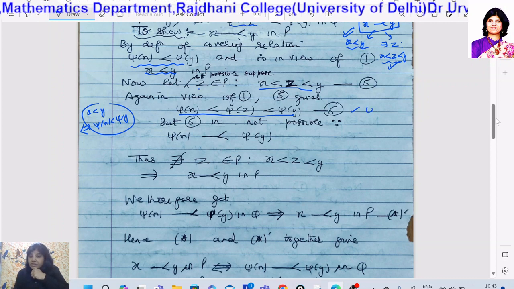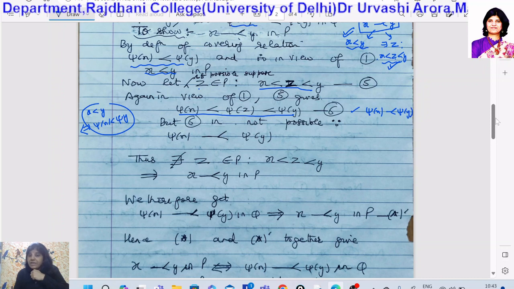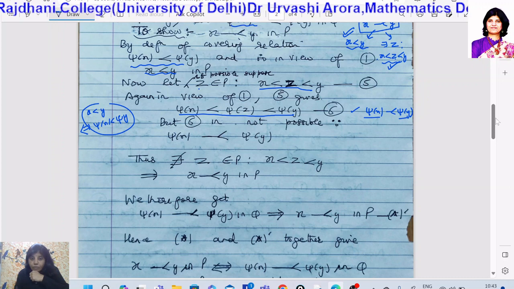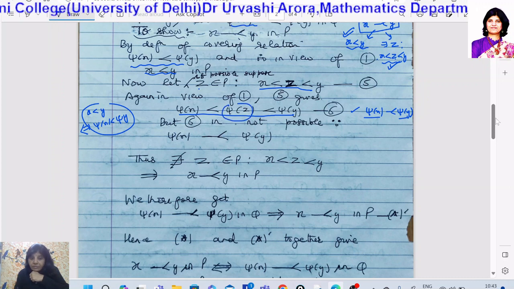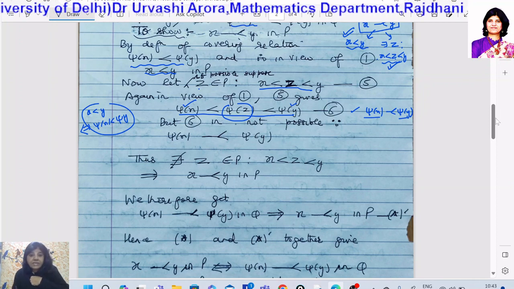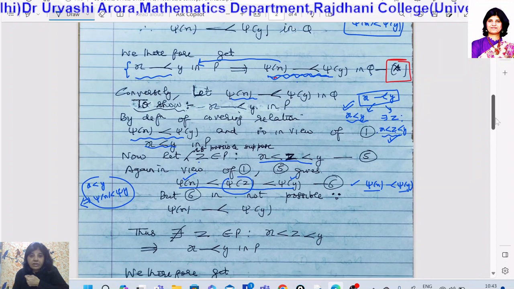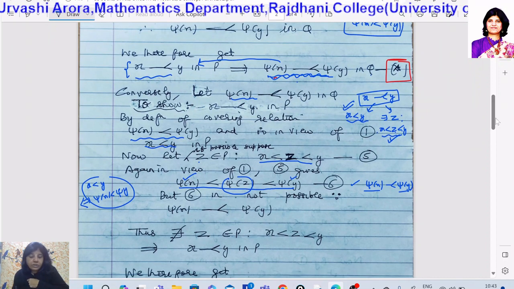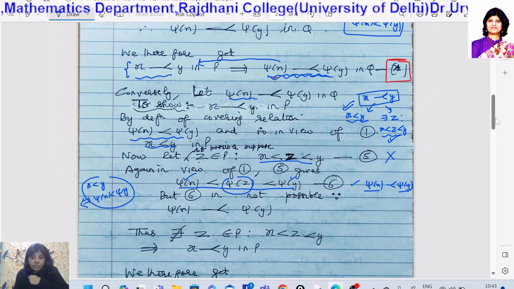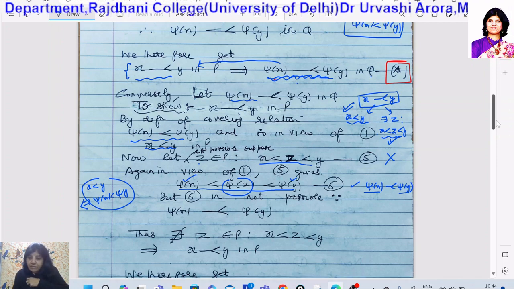Because we have assumed that psi x is covered by psi y, which means there cannot be anything in between psi x and psi y, and we have got psi z to be an element in between psi x and psi y. This is not possible. So the assumption that we made in the beginning, that if possible, suppose there is some z lying between x and y, is wrong, which means there does not exist any z in between x and y.